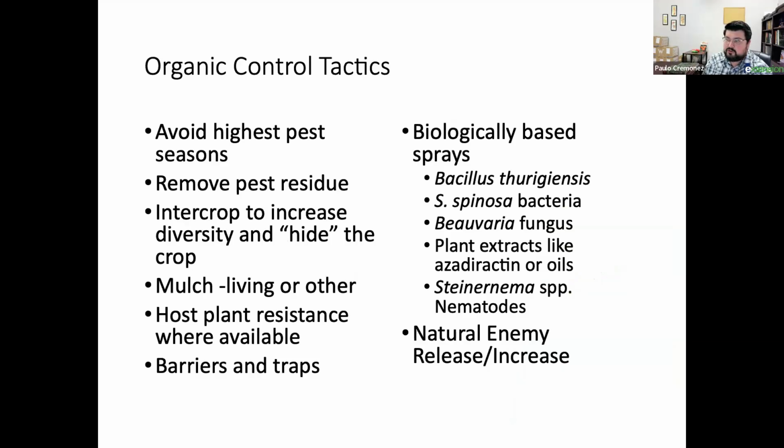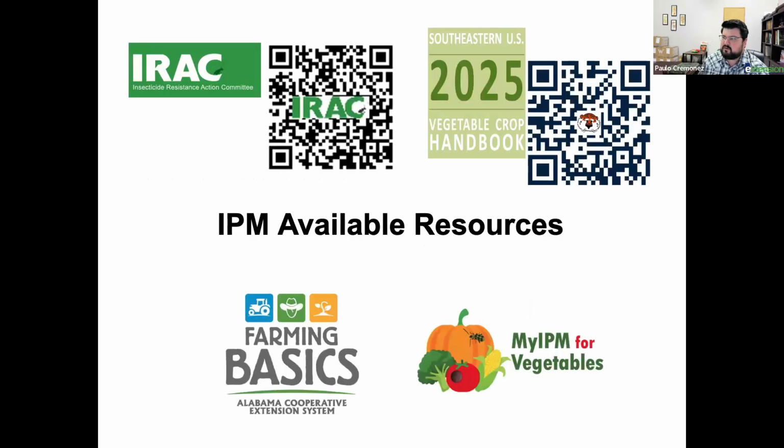And organic control tactics that you can use: avoid the highest pest seasons, remove pest residue, sanitation is really important, intercrop to increase diversity, and use trap crops so the insects will be attracted to some other non-cash crops, mulch, living or other, use of host plant resistance where available, like Bts, barriers and traps, and biological-based sprays like Bts, spinosads, Beauveria fungus, azadirachtin or other oils, and some nematodes for pests that occur in the roots, in the soil, and natural enemy release and increase is very important.